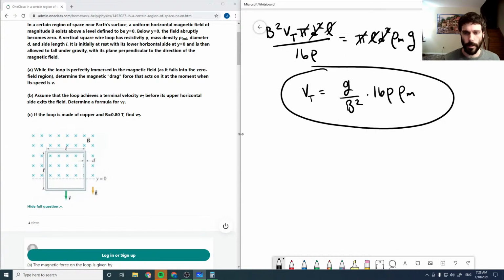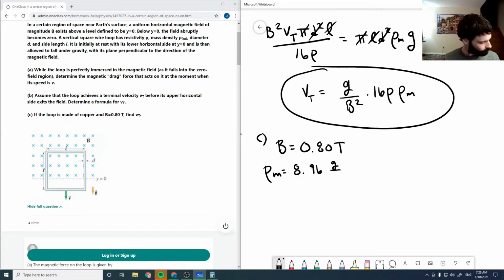Okay, and then C is to find our terminal velocity if it's made of copper and our B field is 0.80 Tesla. So if it's made of copper, then we can look up these values and find that our mass density is 8.96 grams per centimeter cubed, which we can convert to kilograms.